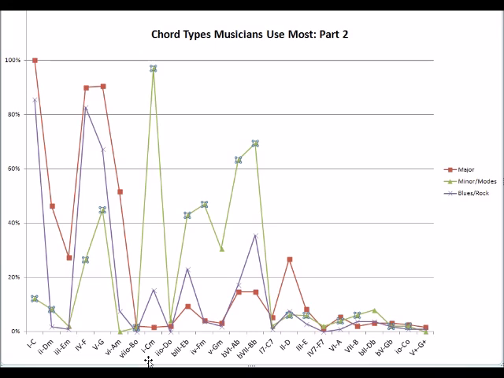Okay, next, this is big, you guys. Check out how in minors and modes, the 2nd and 3rd most popular chords aren't 4s or 5s, but the flat 6 and flat 7 chords, you know, like da, da, bo, bo, bum.